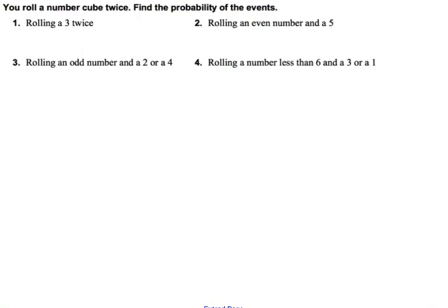Okay, let's look at just a few more here real quick. You roll a number cube twice, find the probability of the events. Rolling a 3 twice. Okay, rolling a 3 the first time, 1 out of 6. Rolling a 3 the second time, 1 out of 6. These are independent events. You get an overall probability of 1/36.